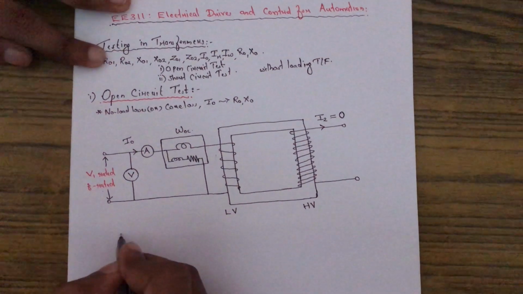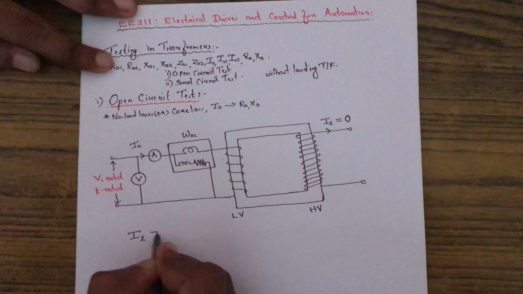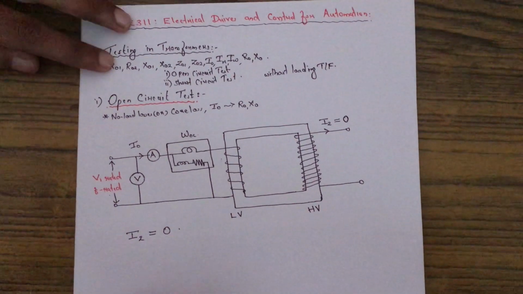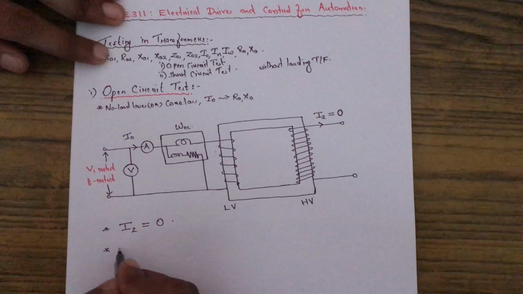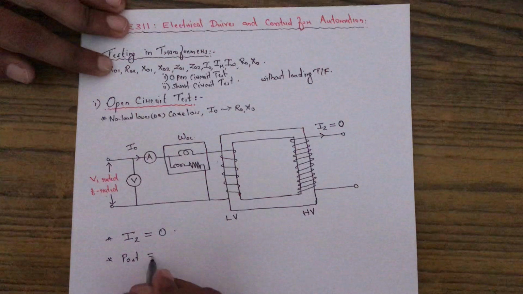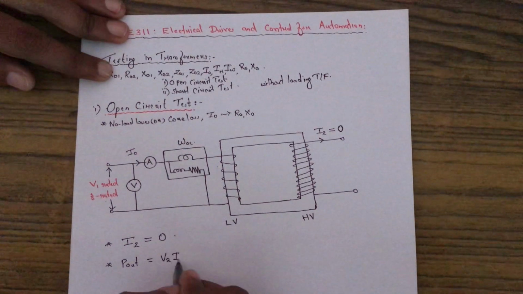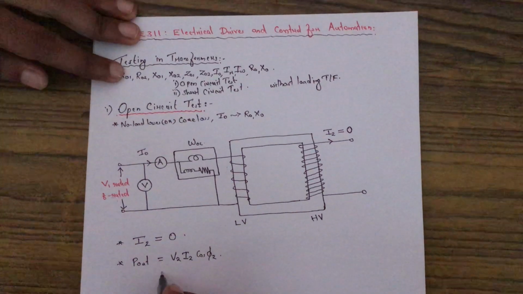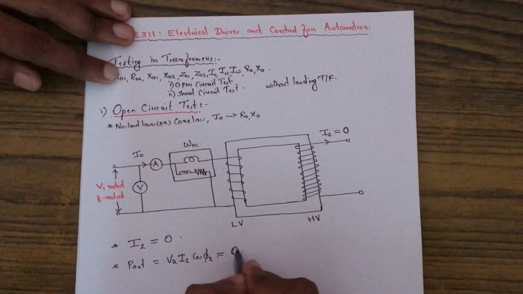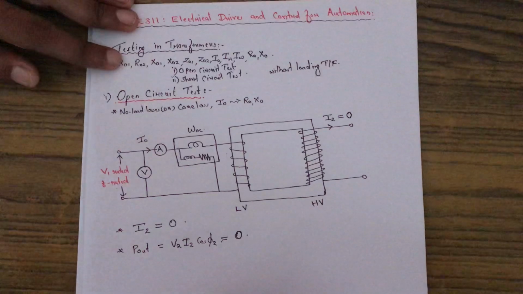Okay, that is, I2 will be equal to 0. Then we can say the output power P, output power is equal to V2 I2 cos phi 2. Since I2 is equal to 0, we can say the output power is also equal to 0.